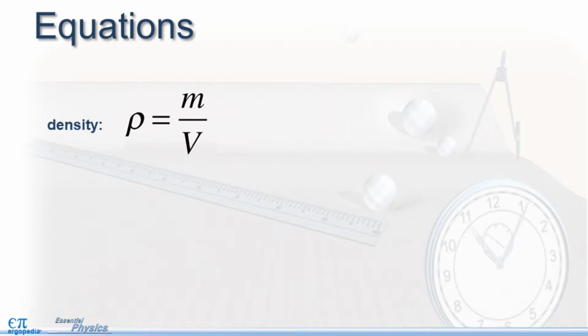We will mention the equation for density. Notice this equation is rho equals mass per unit volume. That P is not actually a P, it's the Greek letter rho.